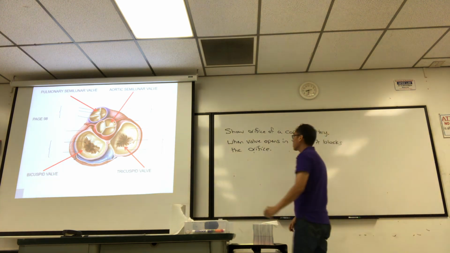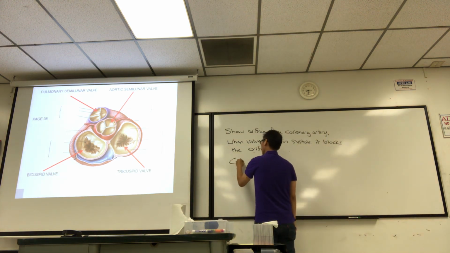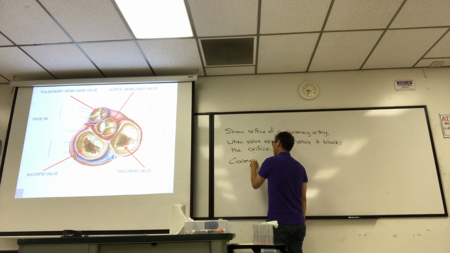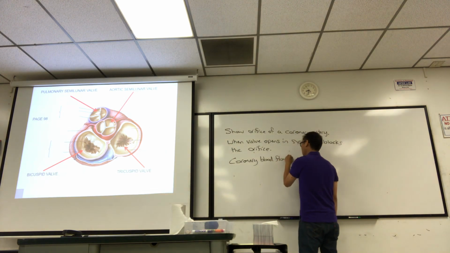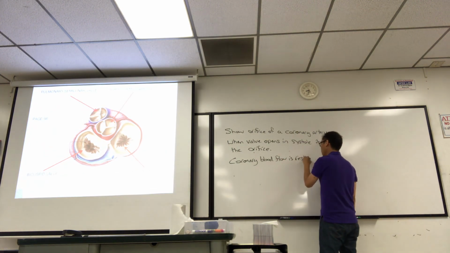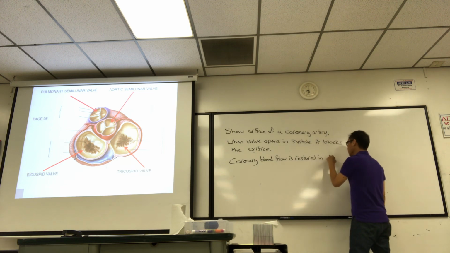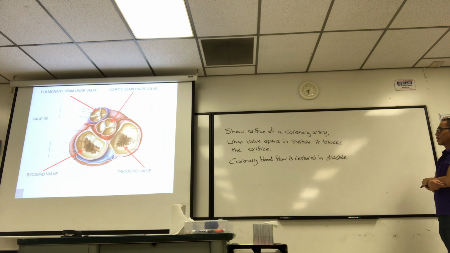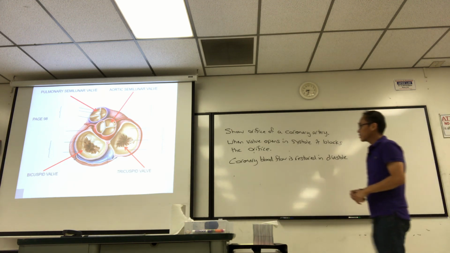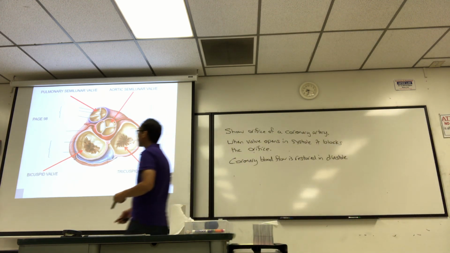So the important thing is coronary blood flow is restored in diastole, when the heart muscle is relaxed. So when your heart relaxes, it gets its blood. It makes kind of metaphorical sense too. So anyways, be able to show me that orifice.